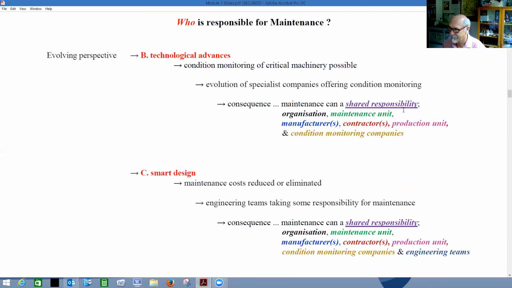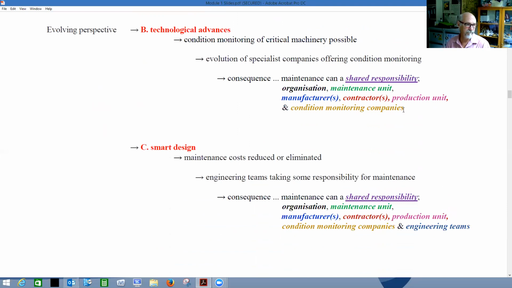Again, technological advances. We've got very different condition monitoring processes than we used to have. Some very good, sophisticated things that we can hook up onto critical machinery, and the evolution of specialists that look after that. So now you're bringing in condition monitoring companies that specialize in that particular type of condition monitoring. So yes, maintenance is still a shared responsibility: the organization, the maintenance unit, manufacturers, contractors, the production unit, and now condition monitoring companies. Now, this doesn't occur at all organizations, of course, but it just shows you the complexity of what can occur over time, where as the maintenance unit, you'll find that you're not solely responsible.